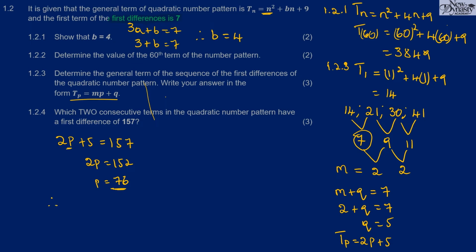So it means your 157 is going to be between the current term, t number 76 in this case, and the next term, because it's always between two consecutive terms. So for you to find the value of 157 here, that is going to be term number 77 subtract term number 76, and that is going to give you 157. And that's how you answer that question.